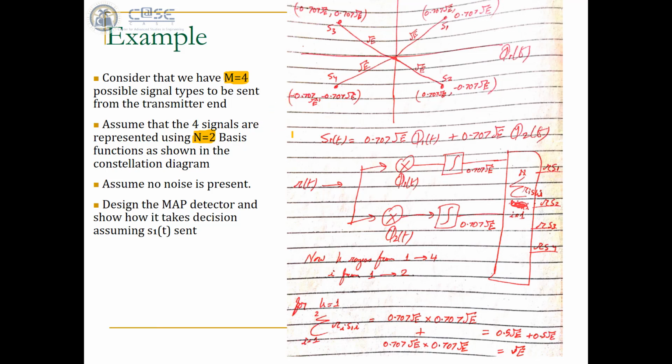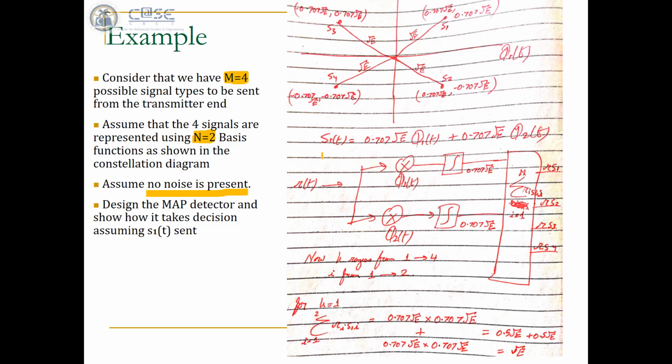We also assume that there is no noise present. We only want to see the functioning of the MAP detector. So we assume a hypothetical scenario in which there is no noise present. That is, whatever we send from the transmitter end, we will receive it as it is at the receiver end, right?